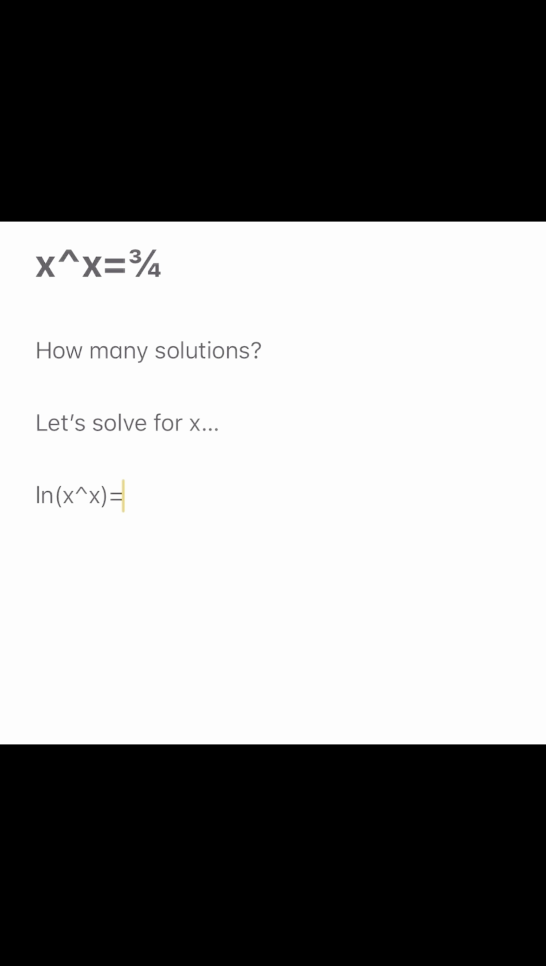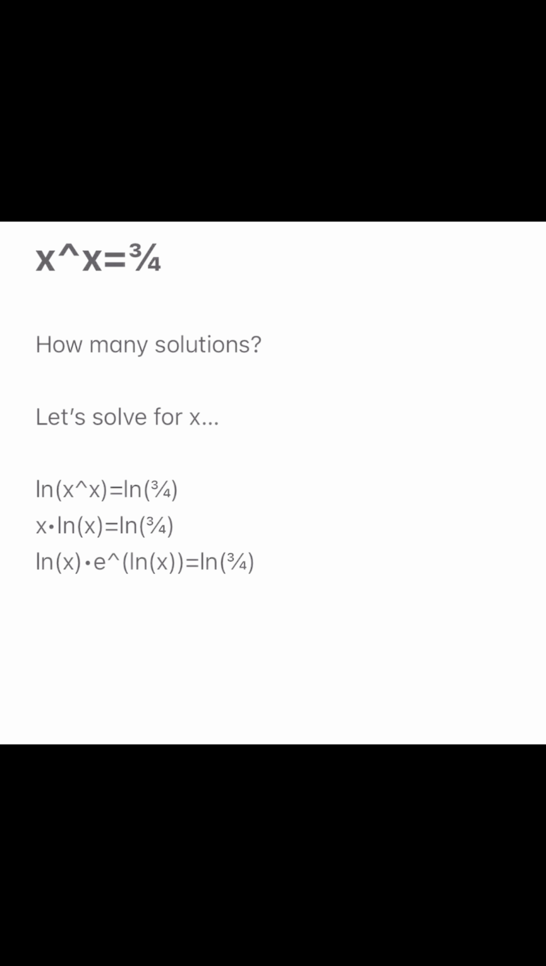We start by taking the logarithm of both sides. A nice property of logarithms is that the powers can be brought outside of the logarithm. And once we do that, we can use another property: all numbers can be expressed as e to the power of the log of that number. In this case, e to the power of log x.